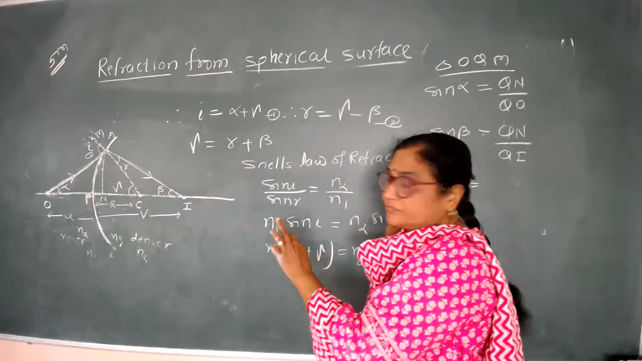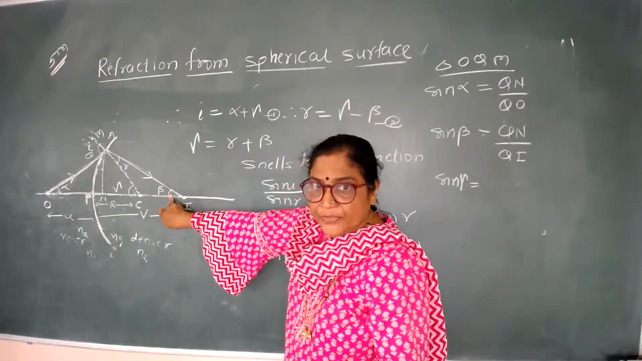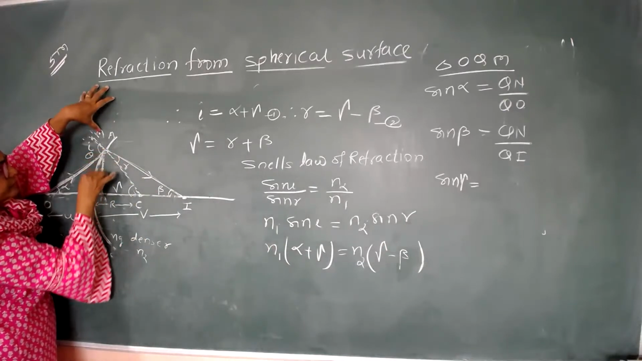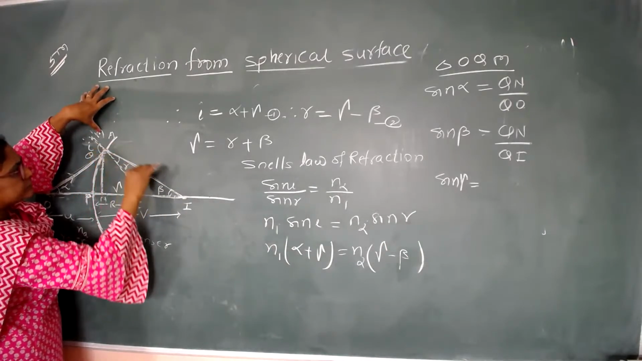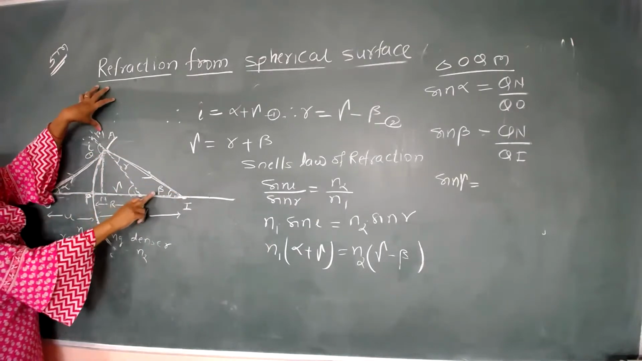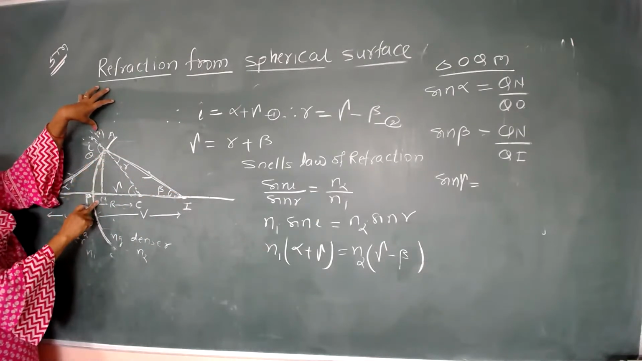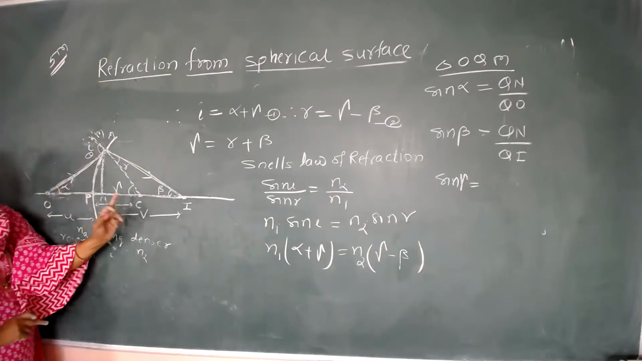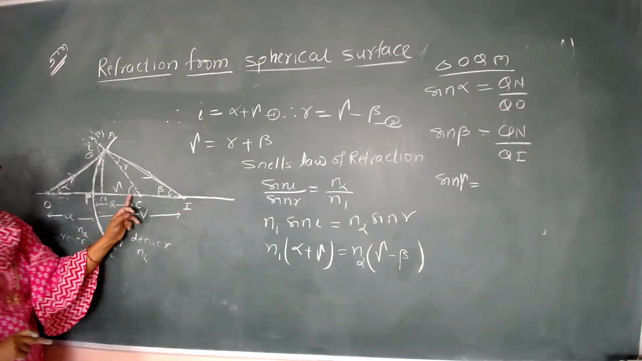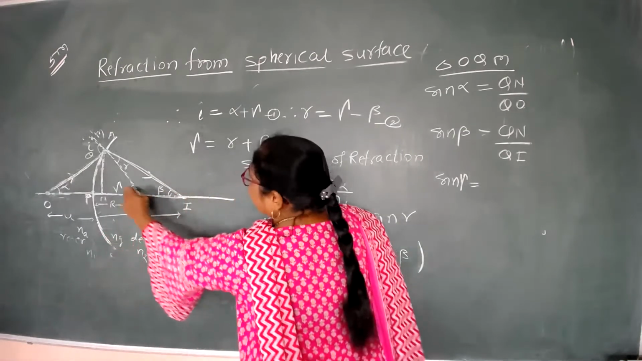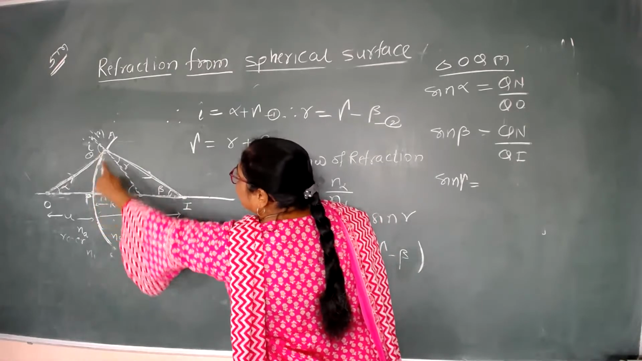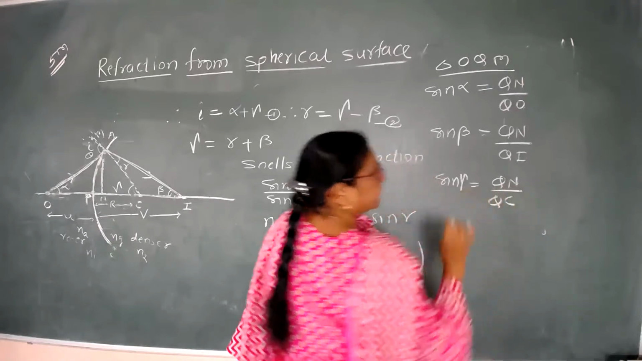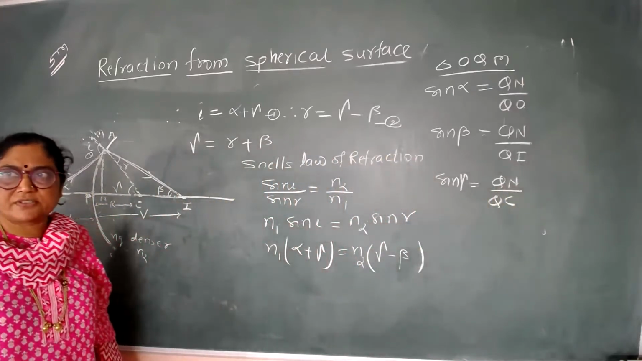Next, sin gamma is equal to QN divided by QC. Correct? See the figure and check the values.